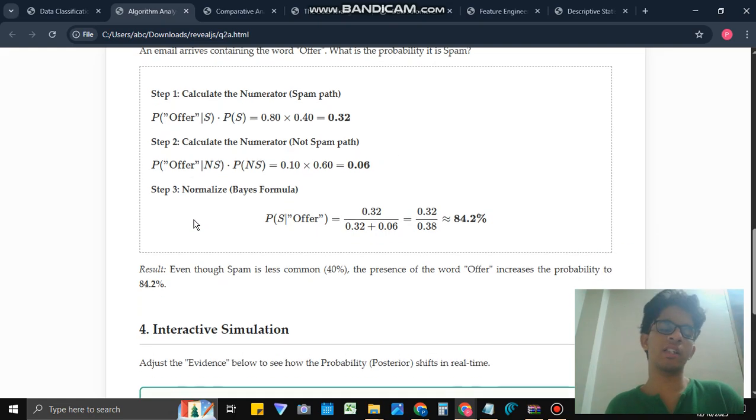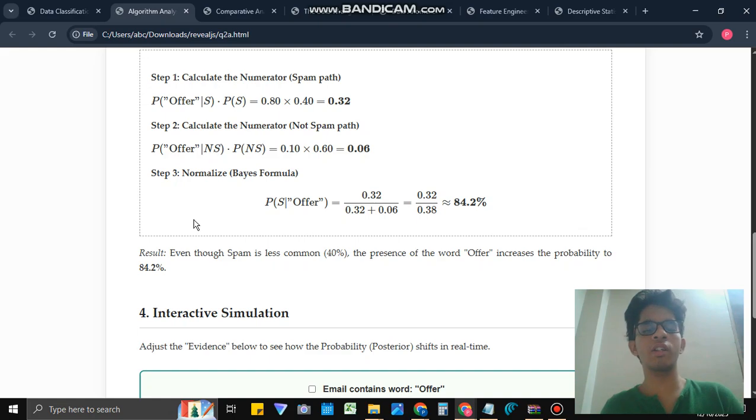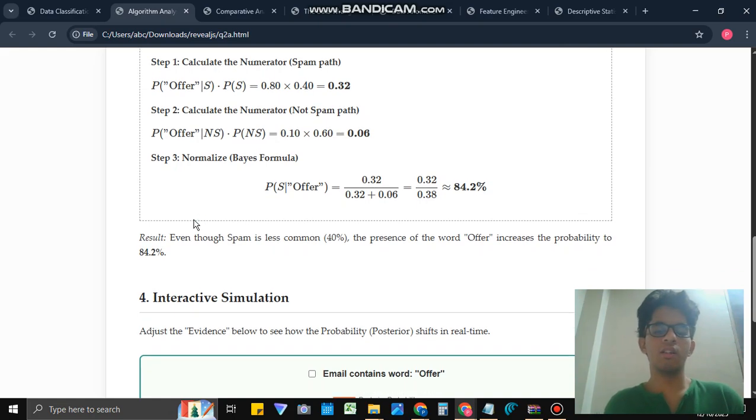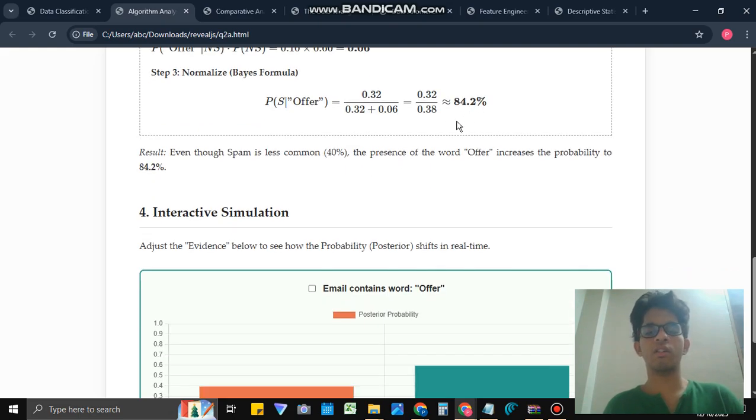Then in step 3 we normalize using the Bayes formula, which is probability of A given B, which will be equal to 0.32 divided by the sum of these two, which will give us the percentage. So the result: even though spam is less common, that is 40%, the presence of the word offer increases the probability to 84.2%.